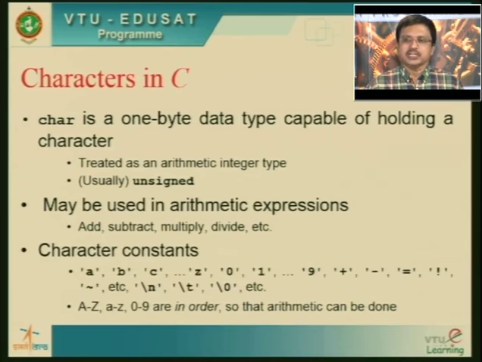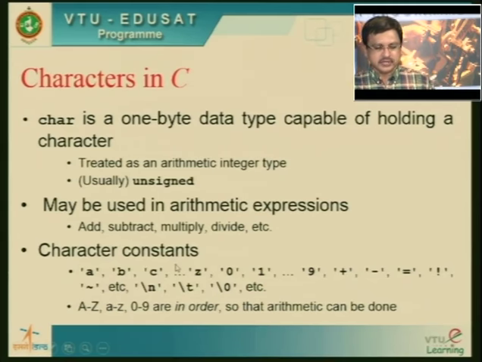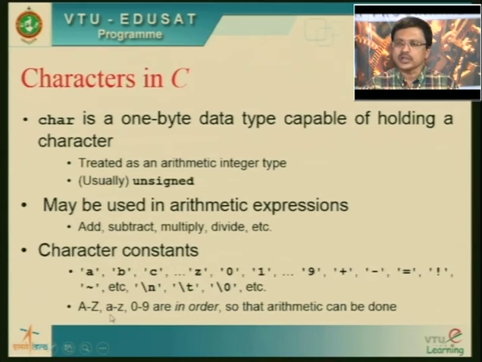So, it can be used in arithmetic expressions just like you use integers. You can add, subtract, multiply, divide, but there is no scaling that happens because this is not a pointer data type. So, now you have characters. These are some of the characters. So, what you should remember is capital A to Z and lowercase a to z and digits 0 to 9 are all in order. That means ASCII A to ASCII Z is a linear sequence. Similarly, ASCII small a to z is a linear sequence, similarly 0 to 9. So, that arithmetic can be done very comfortably.